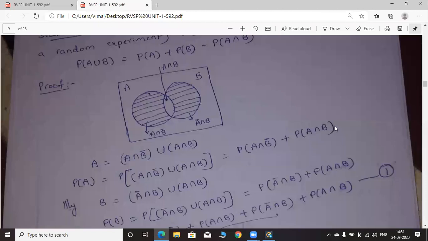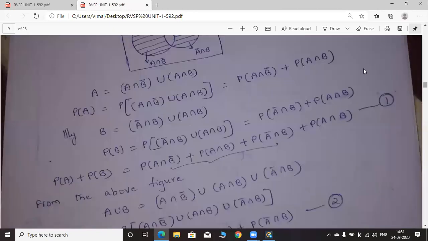Okay. Now first we have got the expressions for P of A and P of B. Finally, we have to add P of A and P of B. Okay. After adding P of A and P of B, we will get four terms. So among the four terms, the first three terms represent A union B only, probability of A union B. So the first three terms can be written as probability of A union B, plus again we have probability of A intersection B.